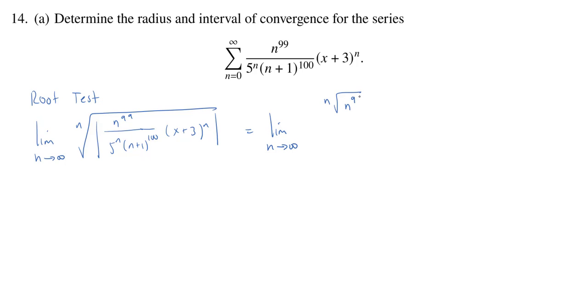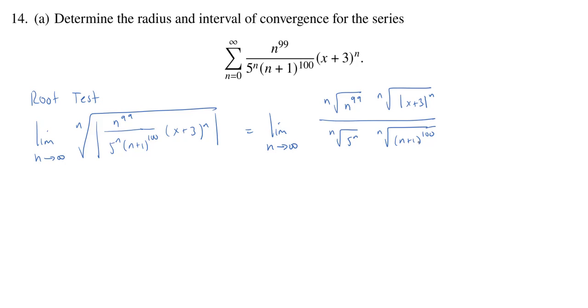So let's see here. So here I can just write the nth root of n to the 99th power. I also get the nth root of x plus 3 to the n, and then we'll put some absolute values, which I can even put inside the exponent. So let me do that so long as I'm here. So absolute value of x plus 3, and then we'll raise it to the n, divided by the nth root of 5 to the n, and the nth root of the 100th power of n plus 1.